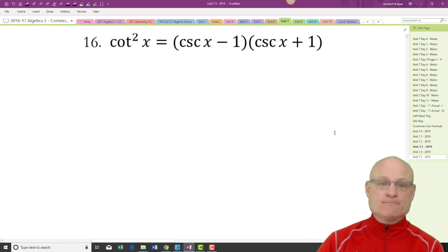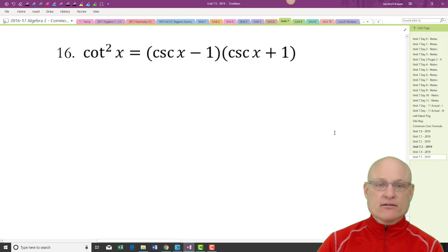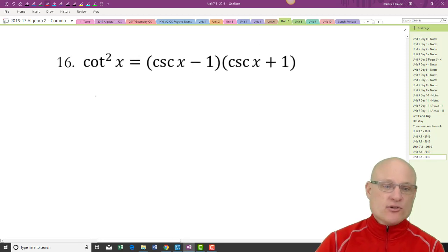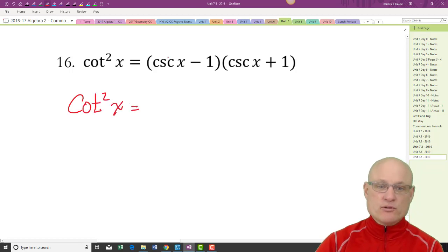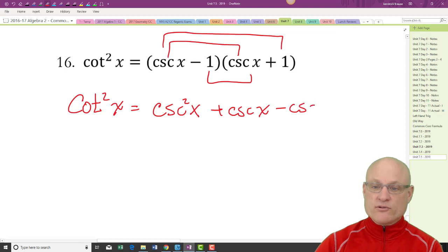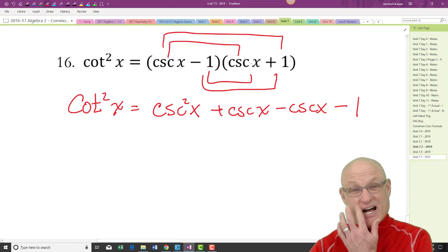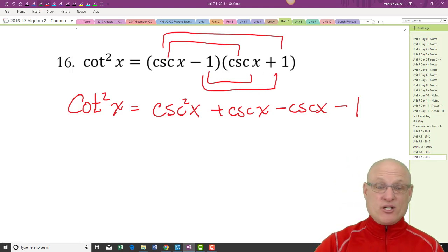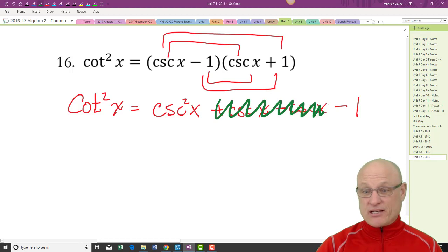Last one. Let's see what we got here. So the right side is clearly more complicated. So cotangent squared x equals cosecant squared x plus cosecant x minus cosecant x minus 1. Now, many of you realized these were conjugates. You're like, they're conjugates, Krause. You don't have to do these middle terms because they're just going to cancel anyway. That's fine. Good. Glad you saw that.